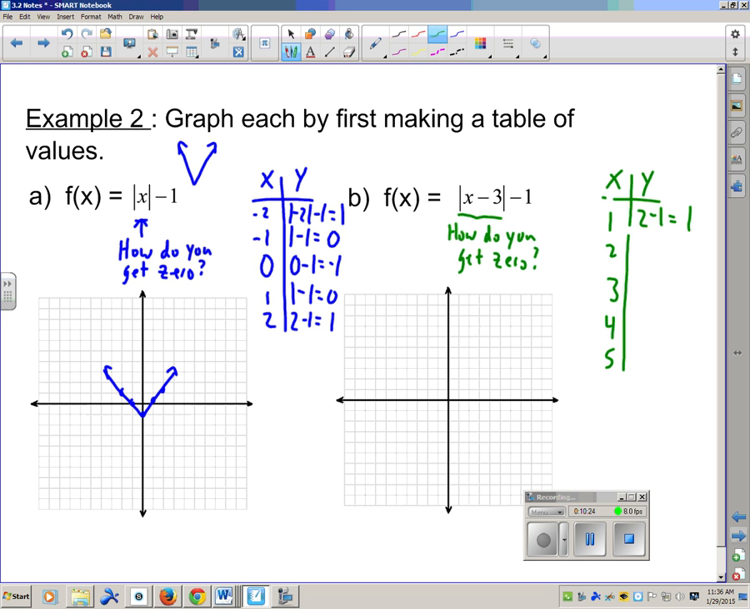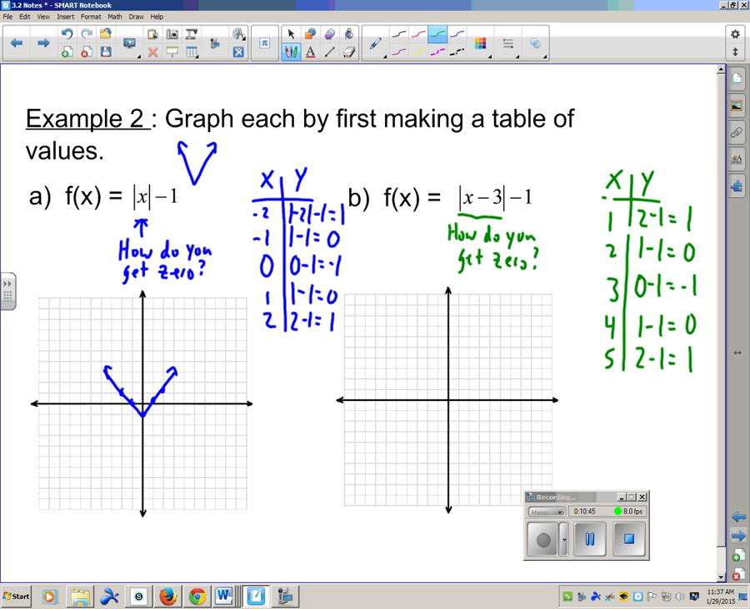2 minus 3 there is -1. Absolute value of -1 is 1. Minus 1 is 0. Absolute value of 3 minus 3 there would be 0. Minus 1 is -1. Absolute value of 4 minus 3 there is 1. Minus 1 is 0. Absolute value of 5 minus 3 there is 2. Minus 1 is 1.